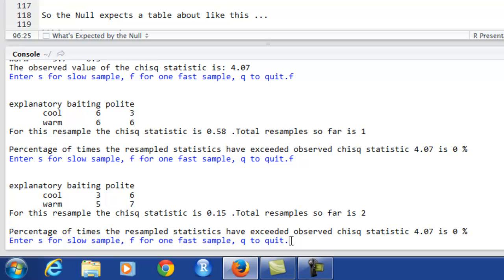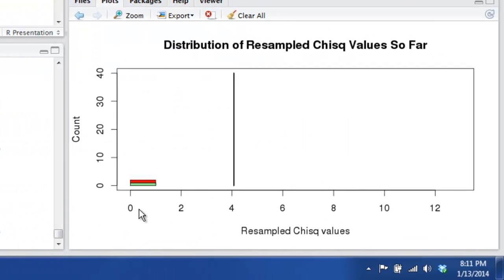So what I'm going to do is take my cursor back to the console, and I'm going to keep on entering F's to get a fast sample. But let's keep our eyes fixed for a while on the plots pane and watch the frequency histogram of the resampled chi-square values begin to take shape. Ready? Here we go.